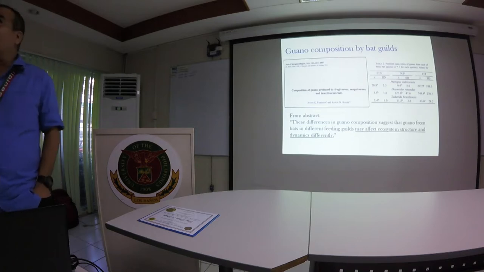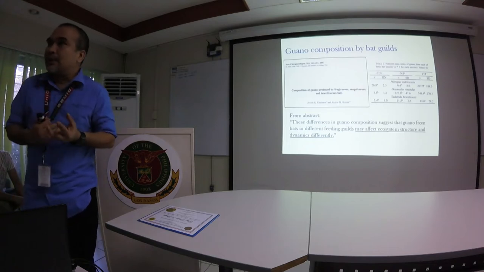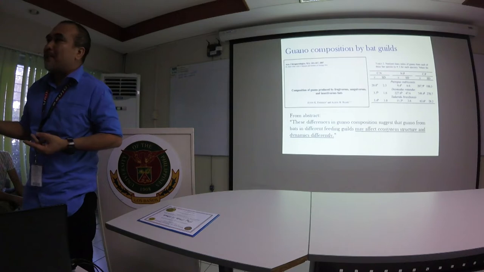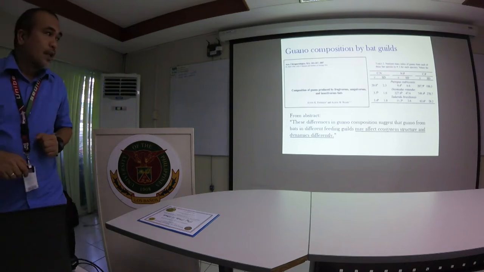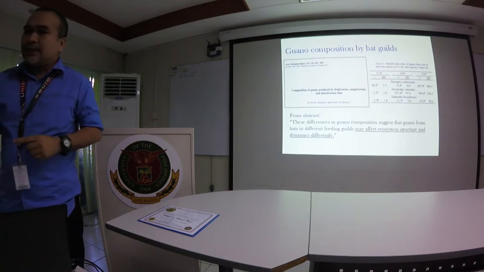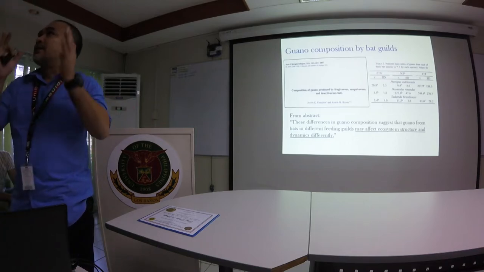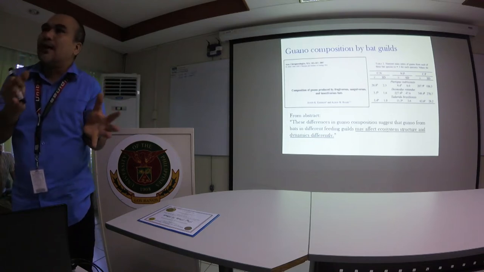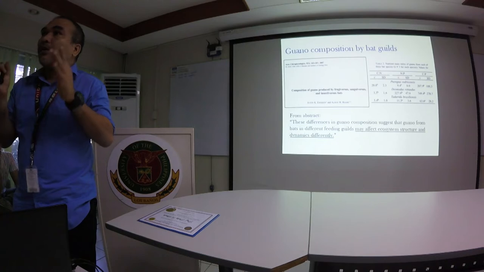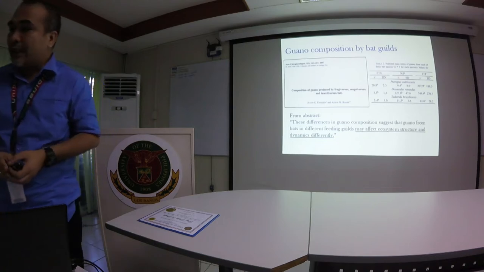So there are very significant differences between these kinds of elemental ratios. And from the abstract, the variation in the elemental composition provided by different bat guilds would affect ecosystem structure and dynamics differently. So in some ways, the paper says that if you have this kind of bat guano, you probably have a different suite of arthropods or organisms that live inside because of the difference in the elemental ratios.